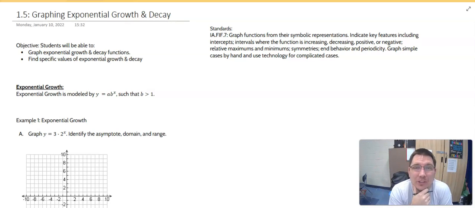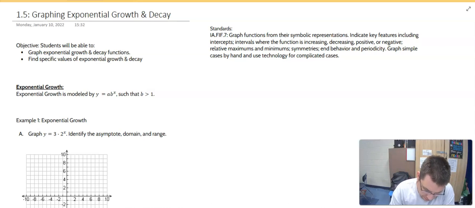Today we're going to look at 1.5 on graphing exponential growth and decay. In this section, we're going to be able to graph exponential growth and decay functions and be able to find specific values of exponential growth and decay. This standard is from F-IF.7, and this is being able to graph functions from their symbolic representations, including indicating key features of intervals, intercepts, increasing, decreasing, and such.